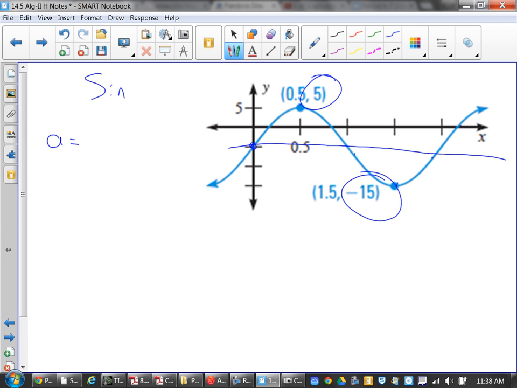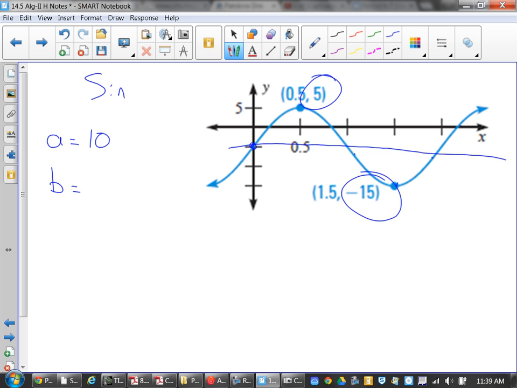Now, your a value is what? 10. Everybody okay with that? Yes, because it's 20. The distance between 5 and negative 15 is 20. Half of it is 10. Now, will it be a positive 10 or a negative 10? It's positive because it went up first.